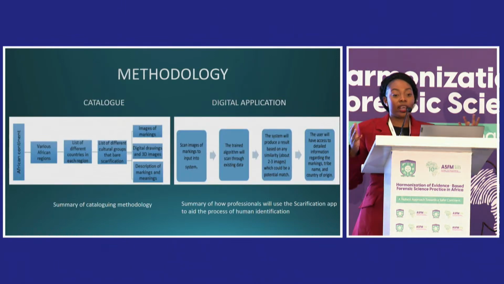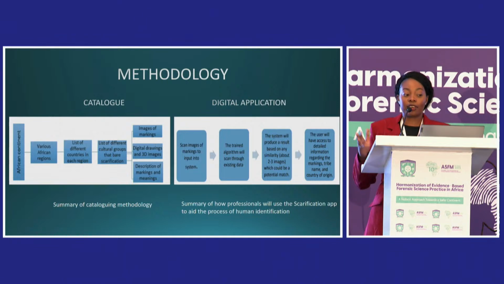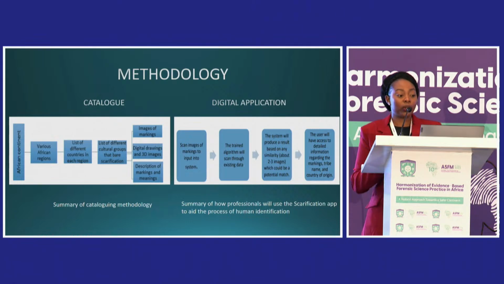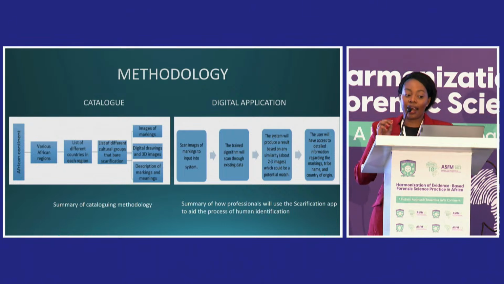So we are trying to establish a methodology to catalog all these scarifications. The first one is just how you'd view it in the form of probably a website. We want to have an African continent with the various African regions, which will list the different countries in each region and list the different cultural groups that actually bear the scarification. And then from that, you'll be able to see the images of the markings, the digital drawings, and 3D images. And then you have the descriptions of the markings and the in-depth meanings and acquisition.